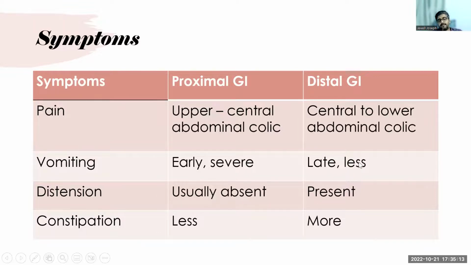So there will be early and severe vomiting in proximal bowel obstruction. And in distal GI, the vomiting is very less because when it is lower down, the body will try to push the contents down to the anus rather than take it all the way up and pass it out through the mouth. So unless there is a profound, prolonged obstruction in the distal GI, the vomiting is much less when compared to proximal GI obstruction. Distension is usually absent in proximal GI because anything that accumulates will be taken out through vomiting. And in distal GI, distension is usually more pronounced. Constipation is less in proximal GI and more in distal GI.